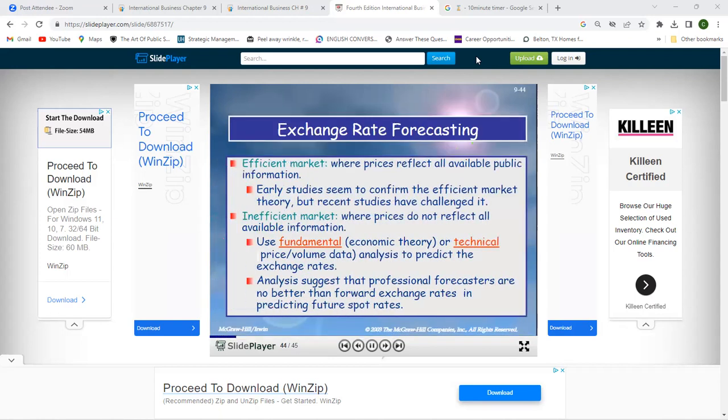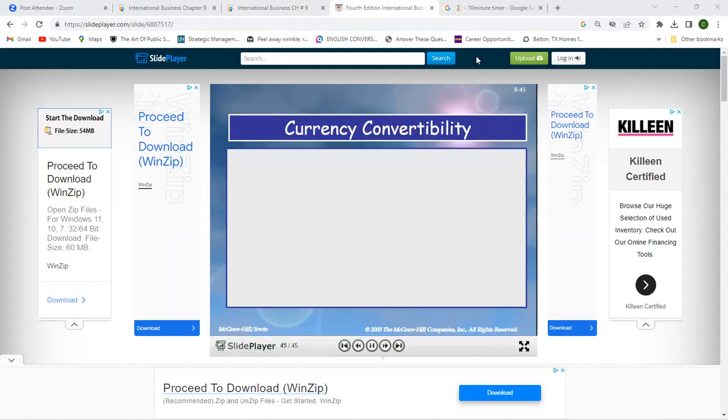Efficient market where prices reflect all available public information. Early studies seem to confirm the efficient market theory, but recent studies changed it. An inefficient market is one where prices do not reflect all the available information. Use fundamental economic theory or technical price, value, or volume data analysis to predict exchange rates. And that's the end of that one.